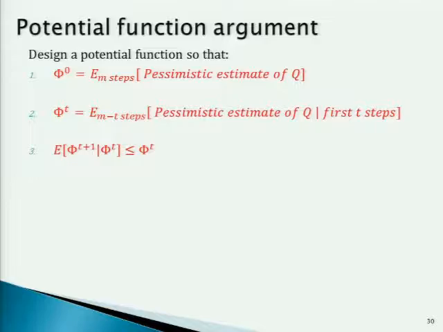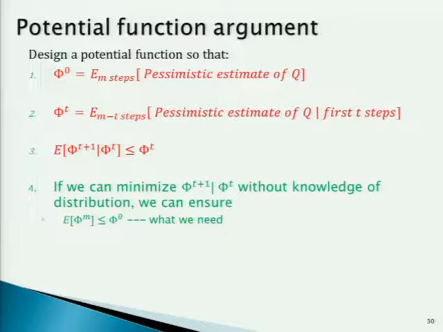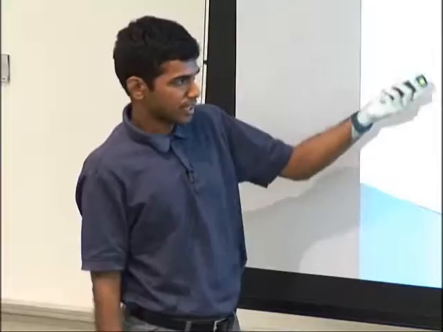And whenever you see a potential function-based argument, this is really what is going on in all these arguments. So phi_t, a potential function of step t, is basically a pessimistic estimate of Q conditioned on the first t steps. And people generally argue that in step t plus 1, in expectation, the potential function didn't increase. And they also argue that minimizing the potential function does not require knowledge of the distribution. Therefore, an algorithm can do this without knowledge of distribution. It's done.